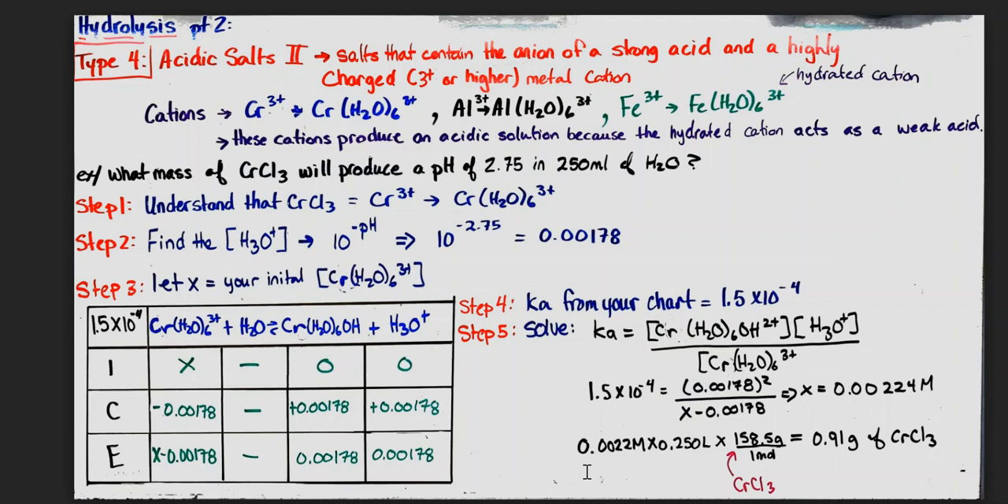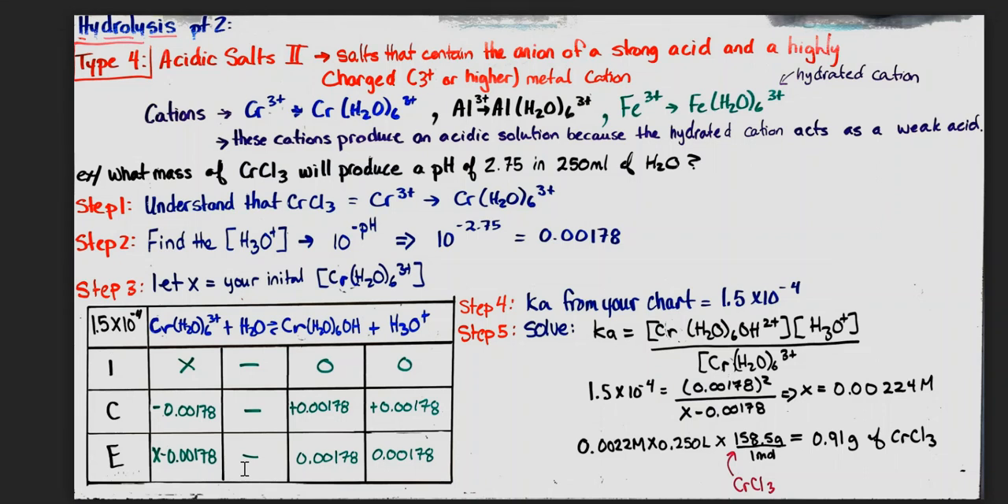So today we're going to look at the second part, acidic salts. Acidic salts contain an anion of a strong acid and a highly charged metal cation. These are very specific ones where the cations have a 3+ charge, like chromium, aluminum, and iron. I'm going to be very specific about that. So you see either chromium or aluminum or iron, and it's going to be in this sort of compound here. These cations produce an acidic solution because the hydrated cation acts as a weak acid.